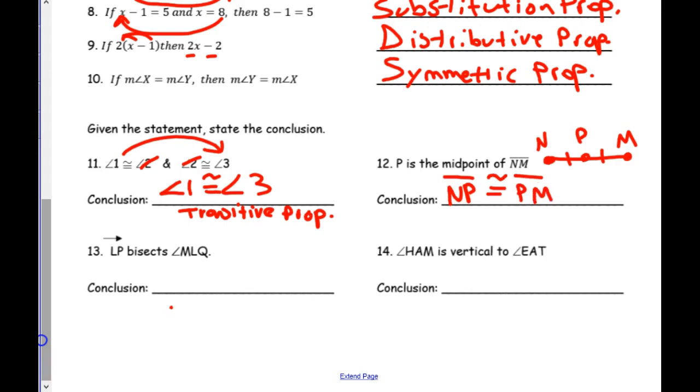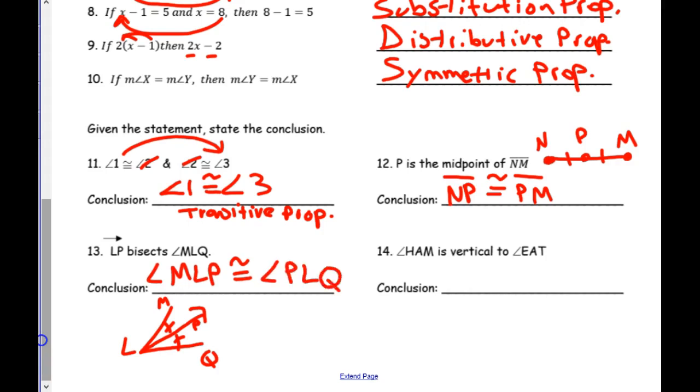LP bisects MLQ. Well, if I have MLQ and LP bisects it, then these two angles are congruent. So angle MLP is congruent to angle PLQ. Ham is vertical to eat. This and this are congruent. Angle ham is congruent to angle eat. Okay.